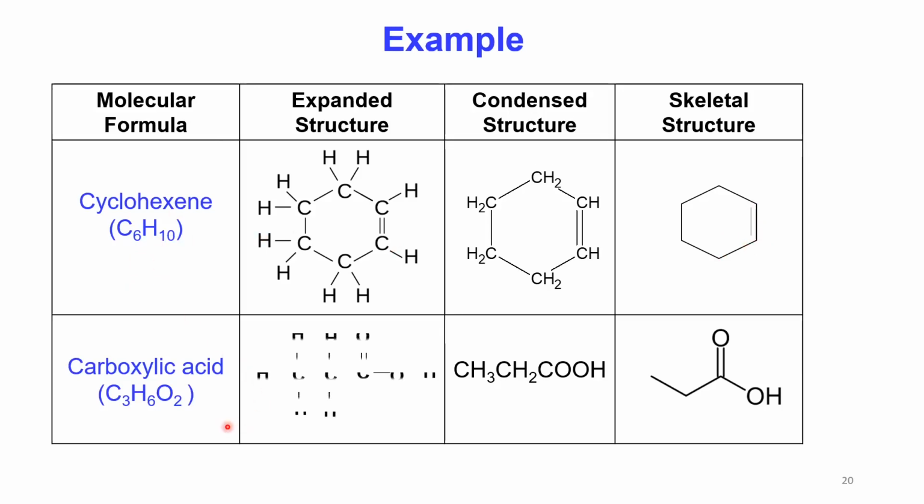For the next example, we have a carboxylic acid with the formula C3H6O2. So this is CH3, CH2, C double bond O, O, and H. In the condensed structure, it is CH3, CH2, COOH. And for the skeletal, just write lines to represent CH3, CH2, C double bond O, OH. So this is the skeletal structure for the carboxylic acid.